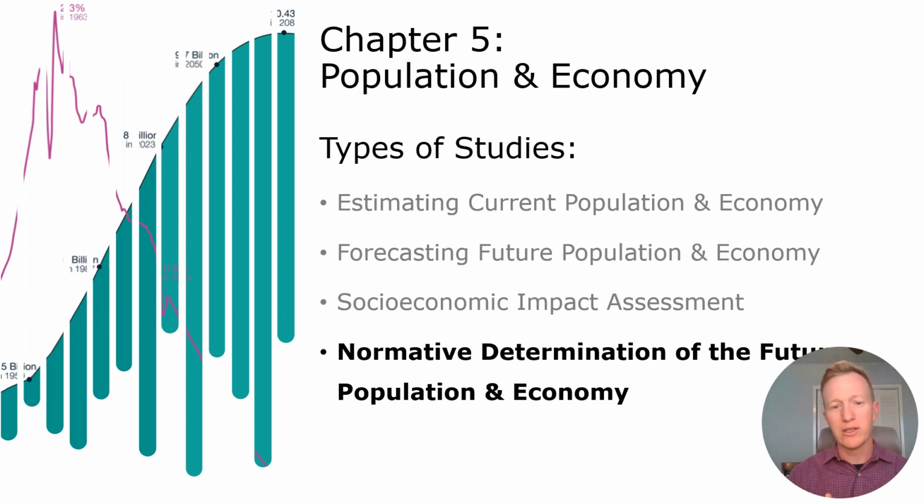And then the last one is a normative determination of the future population and economy. And when you think of normative, think of somebody asking what should happen. And so you're making a decision of what the population growth should be, what's best for the city. This is kind of like what happens with RHNA. In the RHNA process, the state is giving every city a housing growth goal. And the city's job is to decide where to put that in terms of infrastructure.